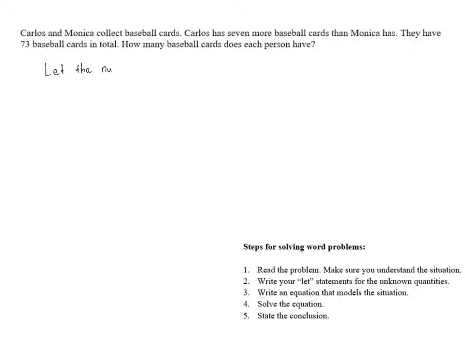Let the number of cards Monica has be X. Good. Generally, when we have a word problem where there are multiple unknowns, all of the unknowns except for one are going to be given in terms of the last one. And whichever one we know nothing about, we're going to let be X. So let the number of cards Monica has be X.